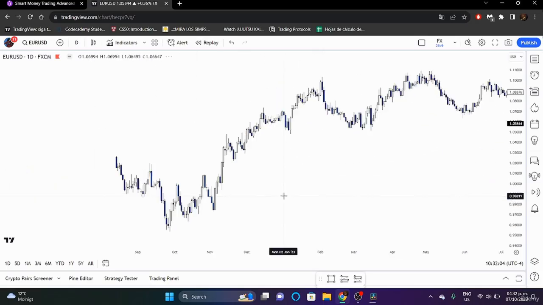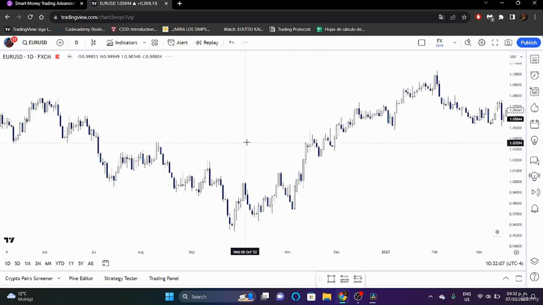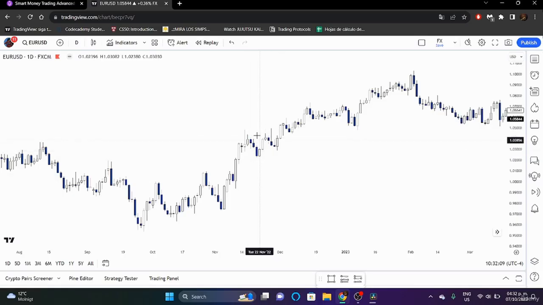Okay? Same thing here. We go higher. What are we looking at? We're looking at this candle. Touches the order block, goes higher. What are we looking at? It doesn't touch. There we go. We touch the order block again. We go higher.